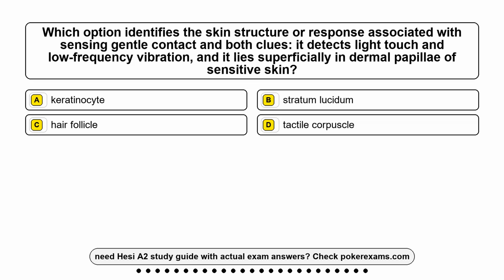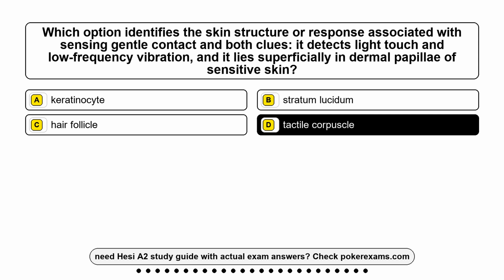Question 23. Which option identifies the skin structure or response associated with sensing gentle contact? In both clues, it detects light touch and low-frequency vibration, and it lies superficially in dermal papillae of sensitive skin. Option A, keratinocyte. Option B, stratum lucidum. Option C, hair follicle. Option D, tactile corpuscle. The correct answer is option D, tactile corpuscle.